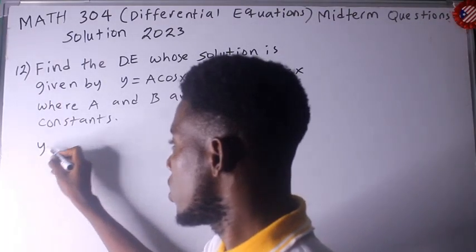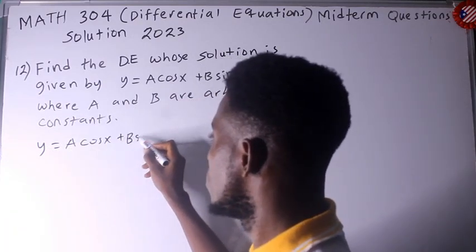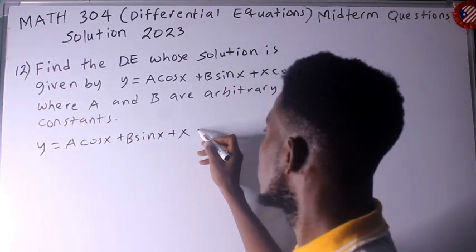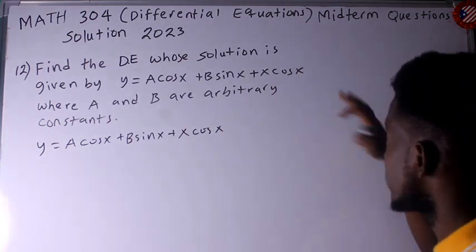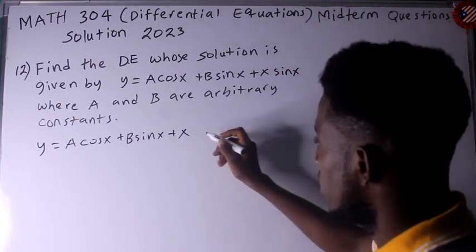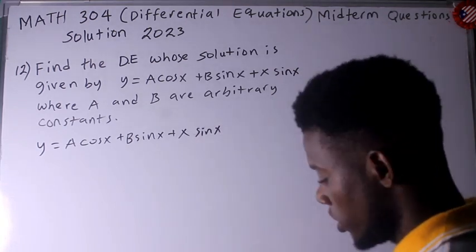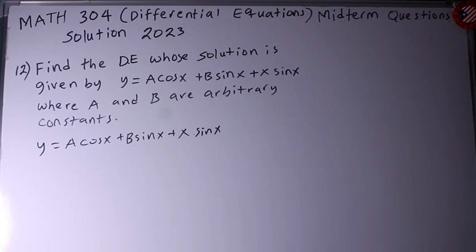We have y is equal to a cos x plus b sin x plus x cos x. Oh, this is actually x sin x in the question. So x sin x. Great. So to solve this problem, what we need to do is to differentiate that equation twice. So differentiate for the first time, and then we move on to differentiate for the second time.